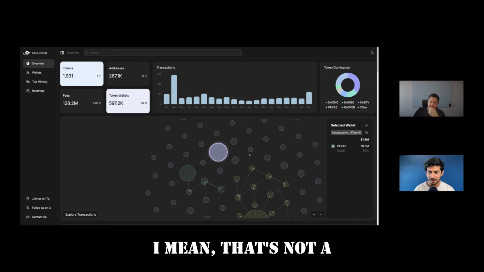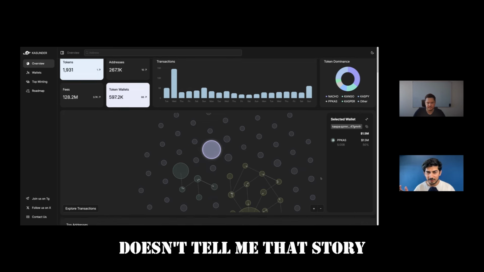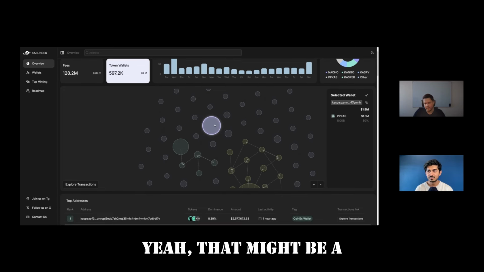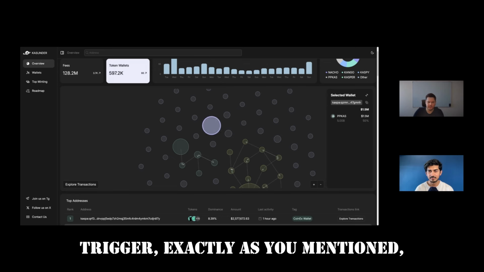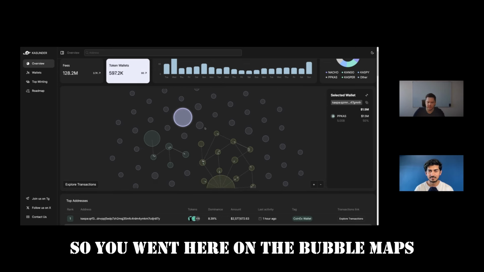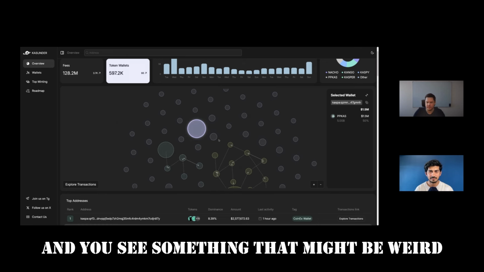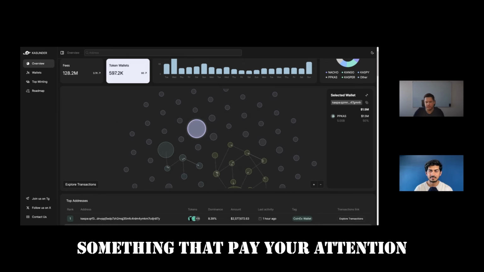I mean, that's not a decentralized project just by looking at it. It might be, but looking at it, it doesn't tell me that story. Yeah, that might be a trigger, exactly as you mentioned. That might be a trigger for you to dive deeper, right? So you went here on the BubbleMaps and you see something that might be weird, something that catches your attention.